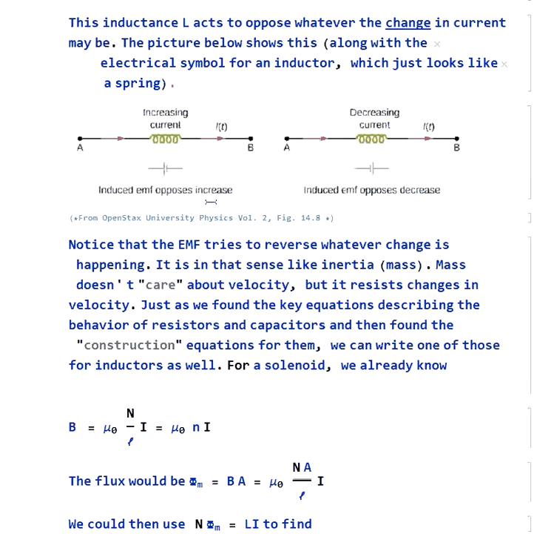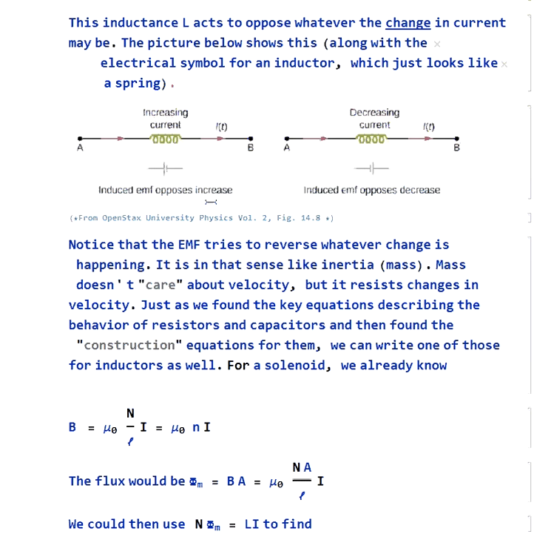This EMF is trying to reverse whatever change is happening, and in that sense it acts like inertia, which is mass, from last semester. Mass doesn't resist velocity, but it resists changes in velocity. So it's hard to get something, a heavy truck, moving when it's stopped. It's hard to stop it once it's moving.